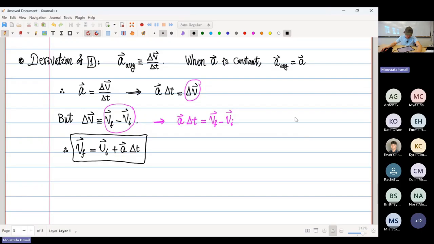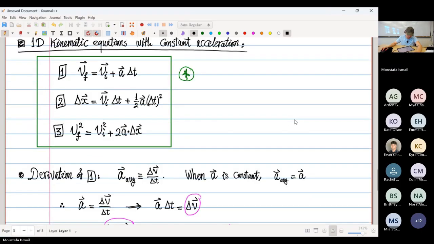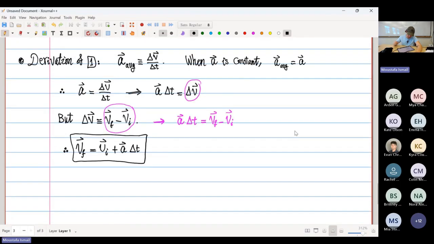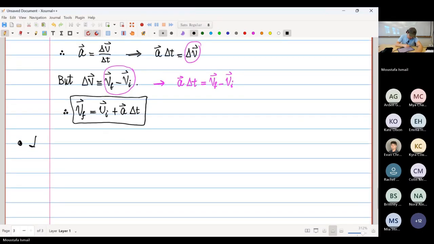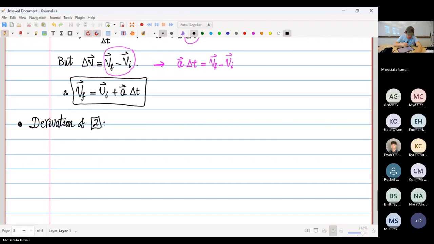We then derive equation 2. Remember, this was equation 1. We then want to derive equation 2. Let's see. So how to derive this one? Okay. Here we use the definition of average velocity.